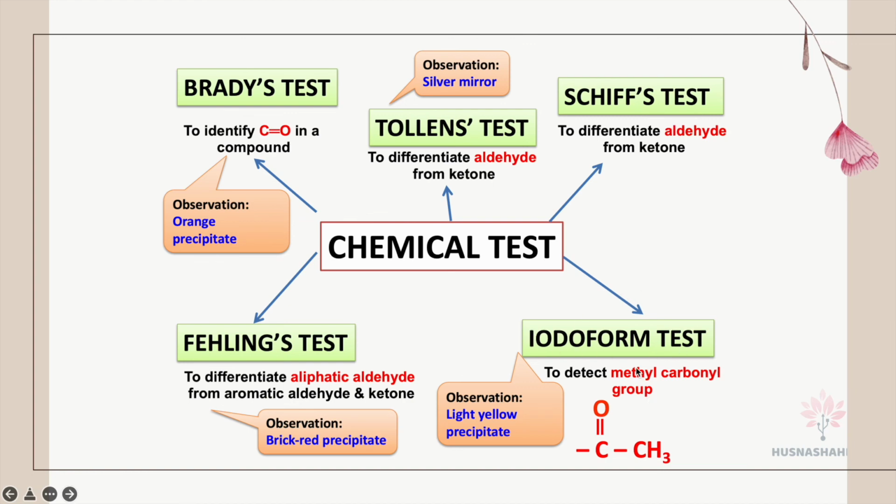The iodoform test detects the methyl carbonyl group. A light yellow precipitate forms. This is the methyl carbonyl group: C=O that has a methyl group.